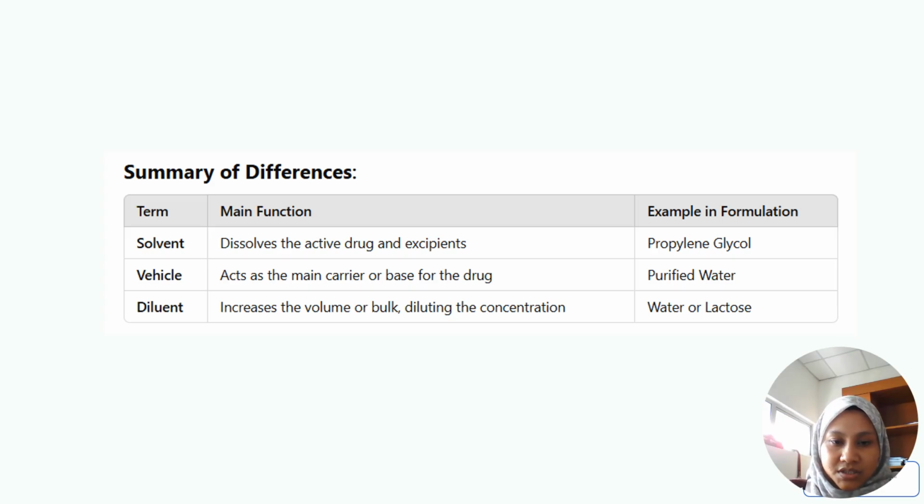Okay, so these are the terms that we normally use: solvent, vehicle, and diluent. All right. So solvent basically is the one that we use in dissolving our active ingredient. Okay, and then vehicle is the main carrier or the base of the drug. Normally it is the purified water. Okay, and diluent, we want to increase the volume of the solution.